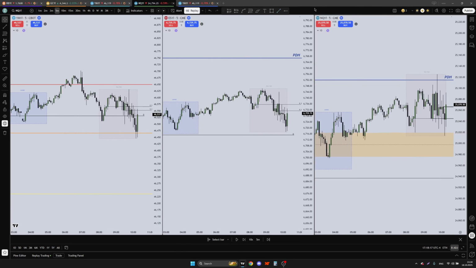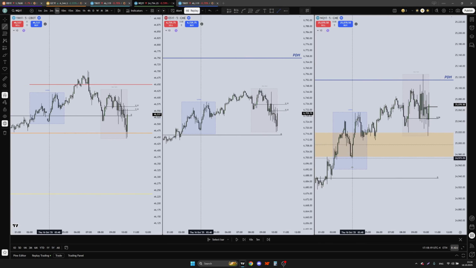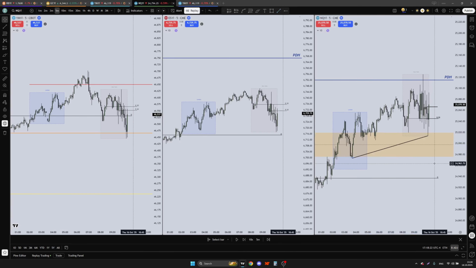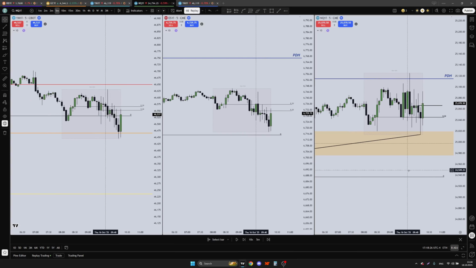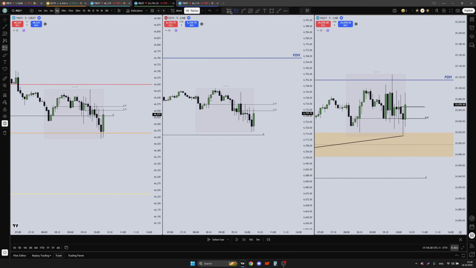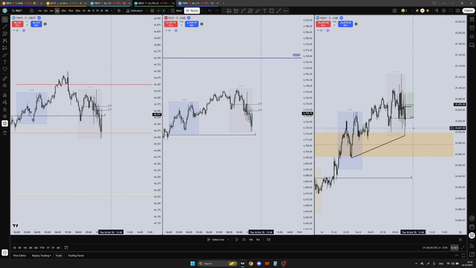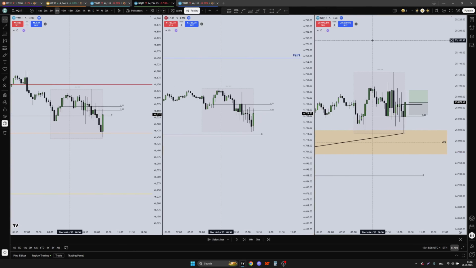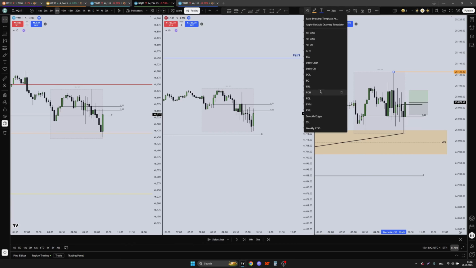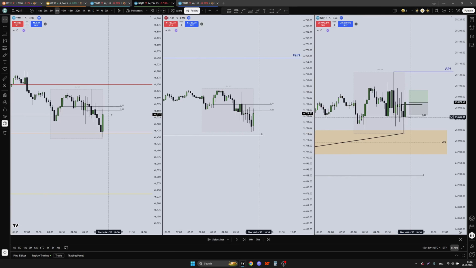I'm just gonna mark it like this. So we do have SMT, so I'm thinking that okay, this is potentially a protected swing low, and because we also tapped into our 4-hour key level here, potentially I can just try to get a 4-hour internal to external towards this high.